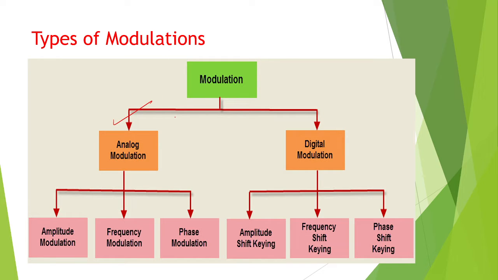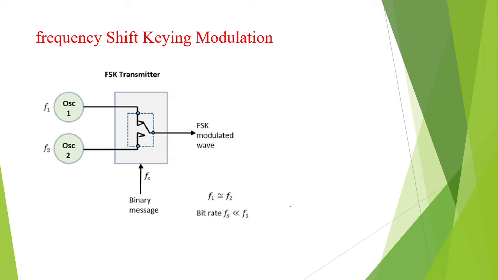There are analog modulations and digital modulation techniques to transmit the signal for long distance communication, or else to reduce the antenna. These are the analog modulation techniques: amplitude modulation, frequency modulation and phase modulation. Coming to the digital, amplitude shift keying, frequency shift keying and phase shift keying. In frequency shift keying, the carrier frequency is varied according to the message signal. It is called frequency shift keying.